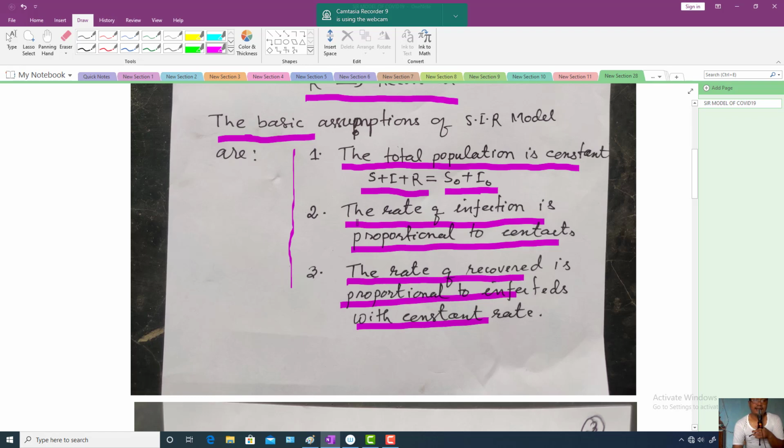Then the rate of infection is proportional to the contact. As I already told you, if 5 people are infected and 10 people are there in the locality, just for the sake of understanding, then what is the total possible number of contacts? 5 people into 10 people, 50 contacts are there. So if there are more contacts, then the infection rate is higher. Okay, so that is the thing. The rate of infection is proportional to the contact.